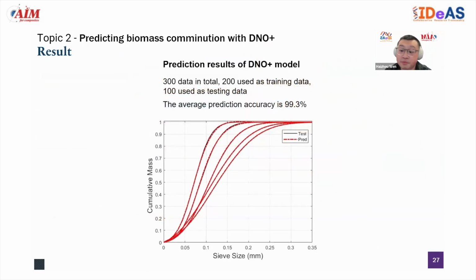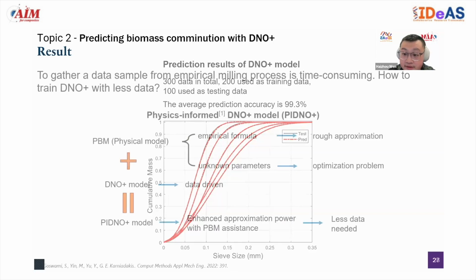So here we can see the predicted cumulative mass distribution of corn biomass from the DNO plus model. The prediction aligns very well with the reference data, achieving about 99% accuracy. This means the model does a very good job of capturing the overall trend of how biomass accumulates across the different particle sizes. The high level of agreement shows the DNO plus model is not just fast, but also very reliable for approximating the biomass size reduction process.